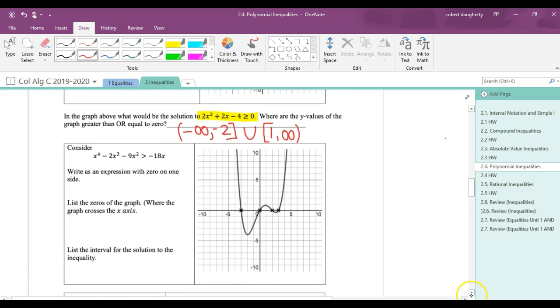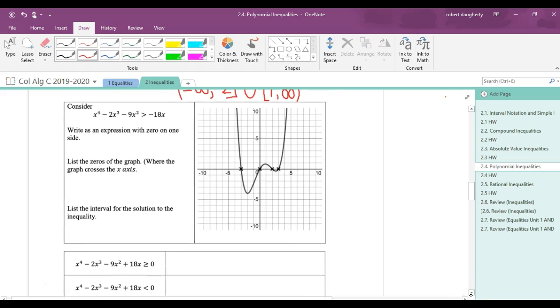Now you might see a problem like this that says, I want you to find the solution to this inequality. When you see this, I don't like that inequality unless I see what on one side? 0. That's how all my graphs have been working. What could I do to get a 0 on one side of this? Add 18x to both sides. And that would give me x to the 4th minus 2x cubed minus 9x squared plus 18x greater than 0.